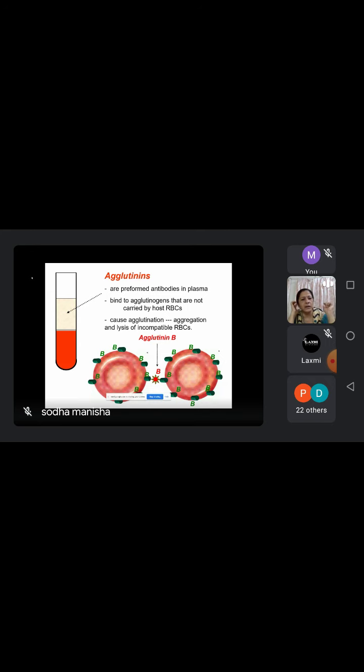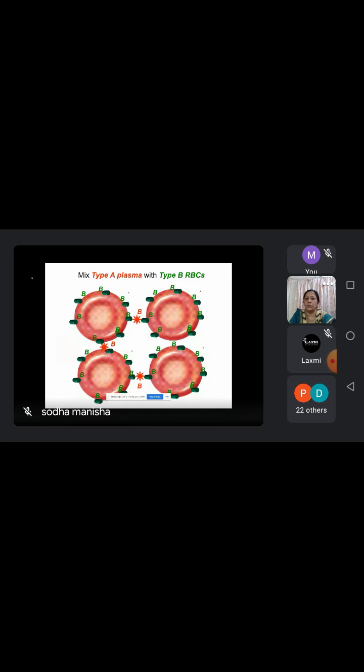So what this slide shows is the agglutination reaction, binding to agglutinogens that are not carried by the host RBC. This type of agglutination reaction may result due to mismatching of blood. That is why it is necessary to match the blood group before blood transfusion.